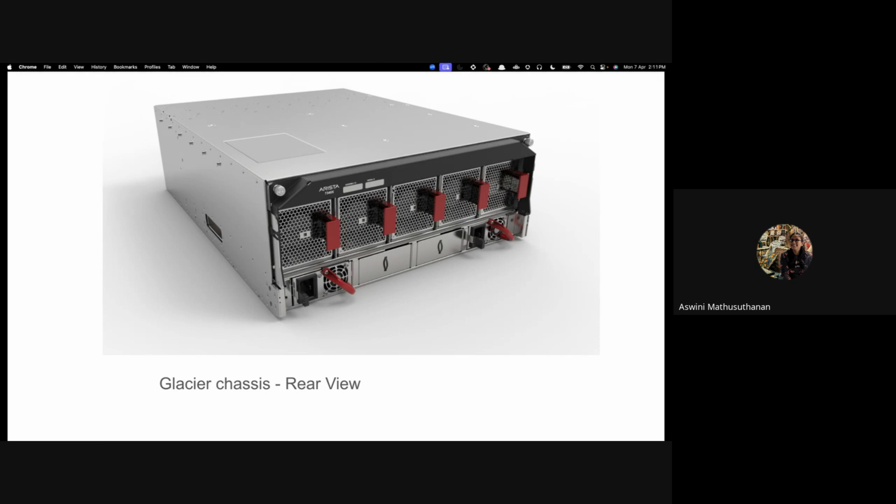So switch cards are not hot swappable. Switch card and supervisor are not hot swappable. We would need to remove all the fans to get the switch card out. And there are 4 PSUs; in this picture, only 2 are inserted.